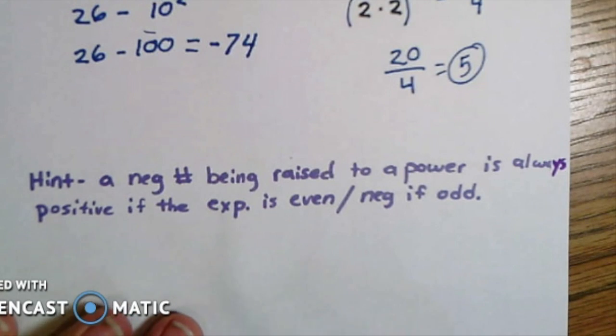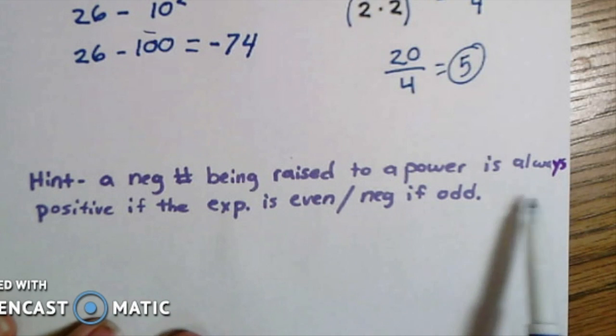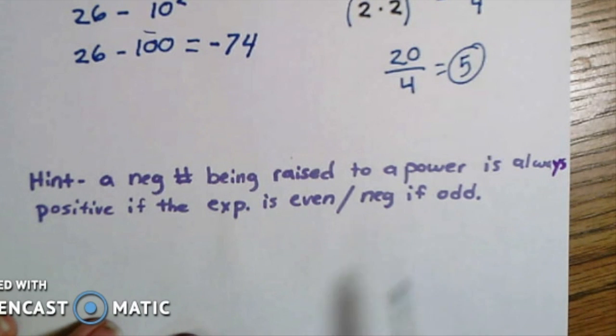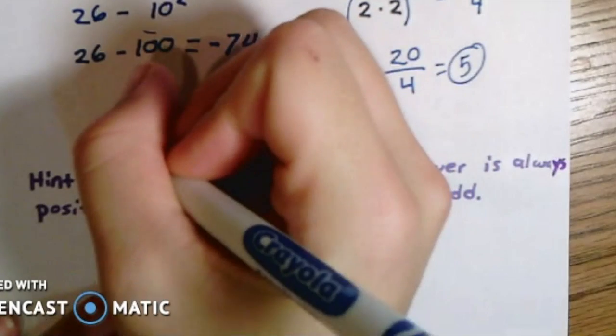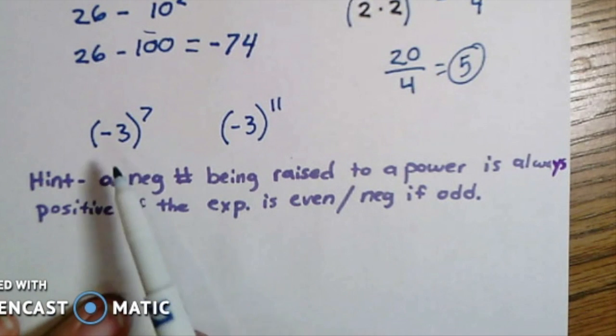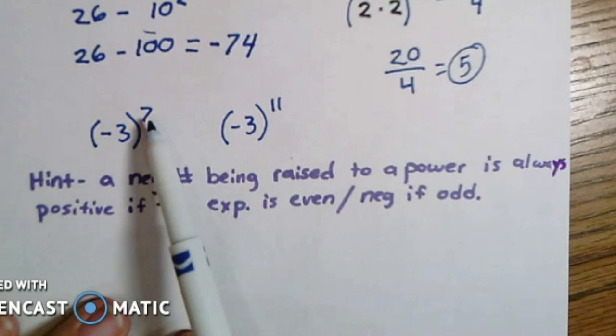Here is a little hint that is worth remembering. A negative number being raised to a power is always positive if the exponent is even, and negative if it is odd. What that means is, I'm going to give you 2 examples. If I had -3 raised to the 7th, then I'm going to do 3 times 3 times 3 times 3, 7 times. And when I find out my answer, I know that since my exponent is odd, it is going to be negative. The answer is going to be negative.